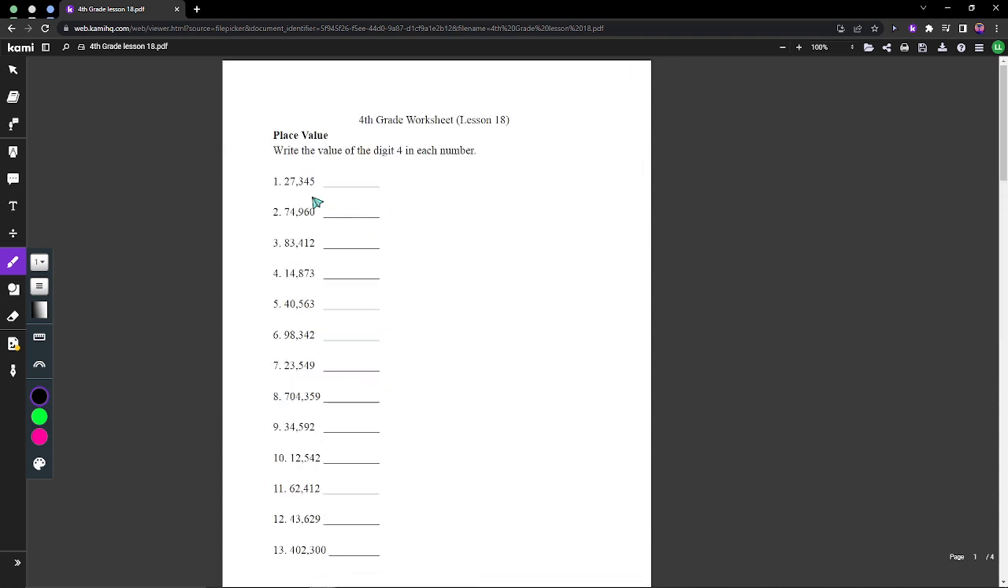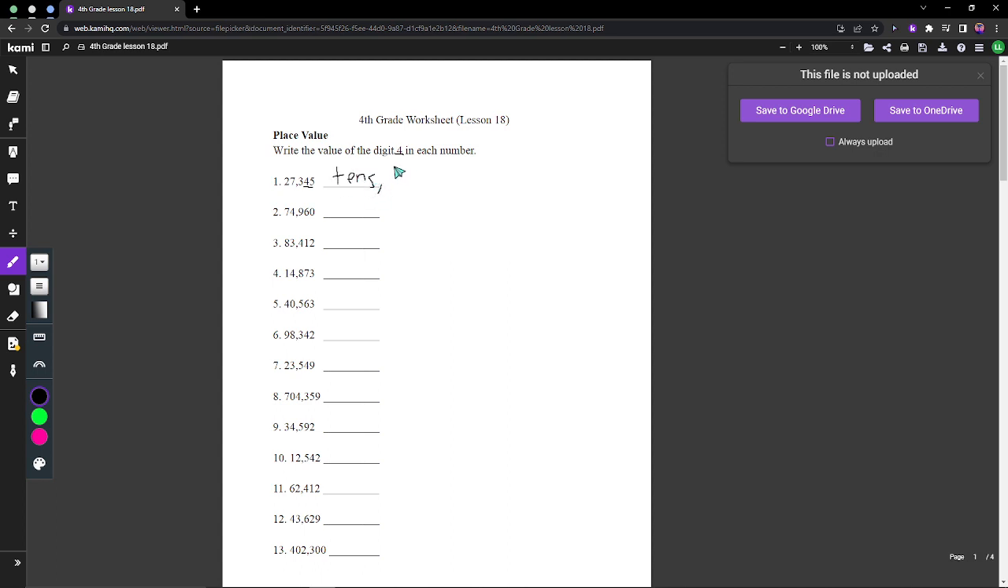So with place values, you just have to write what it says as the value of the digit 4 in each number. So let's take a look at the first example. We have 27,345. Now we look for the 4, we found a 4 right here. And pretty much you just identify what place it's in. And what you can do is, well, if you just know, ones, tens, hundreds, thousands, 10,000s, and so on and so forth. Looks like this set goes up to 100,000, so we just have to correctly identify. So for this one, number 1, the value would just be tens.